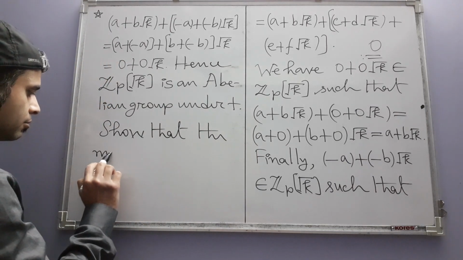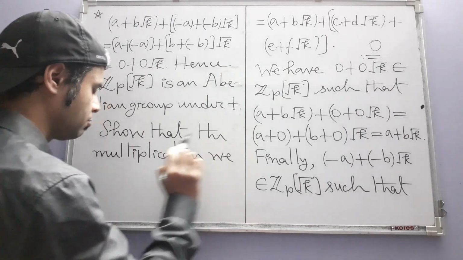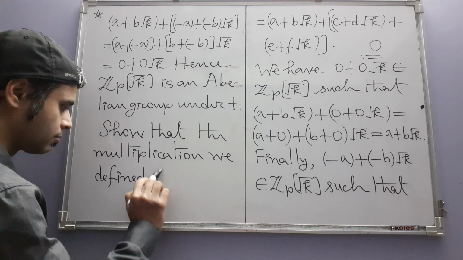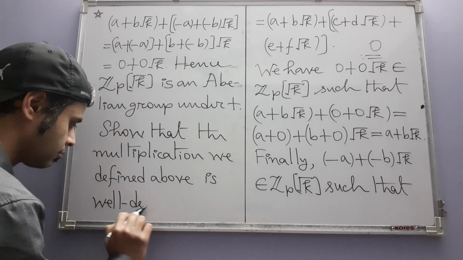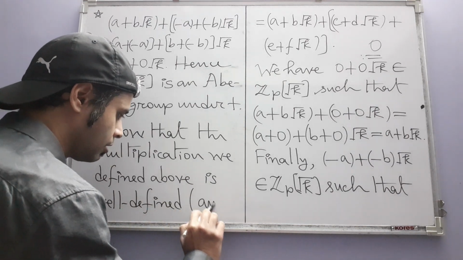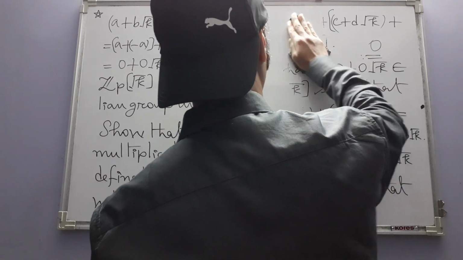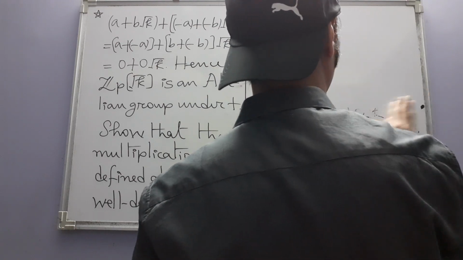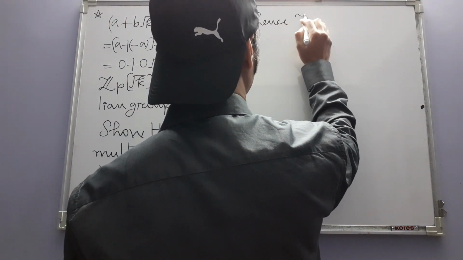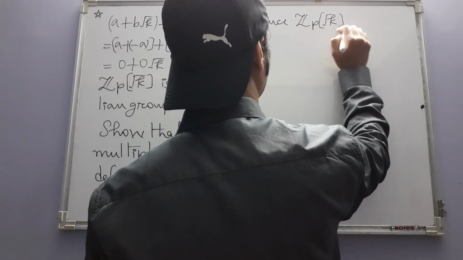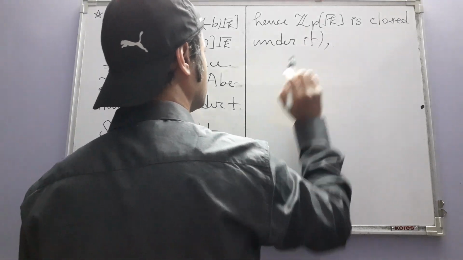The multiplication we defined above, means towards the beginning of this solution, is well defined and hence our set is closed under it. That's the first thing.